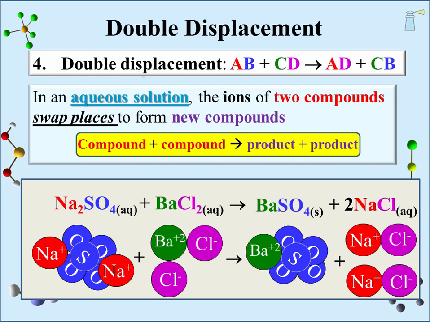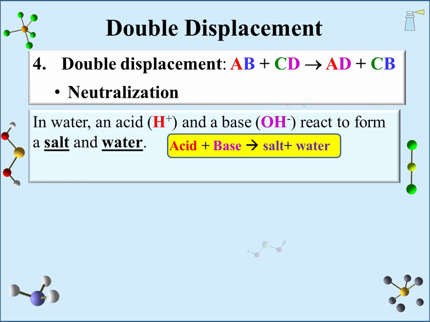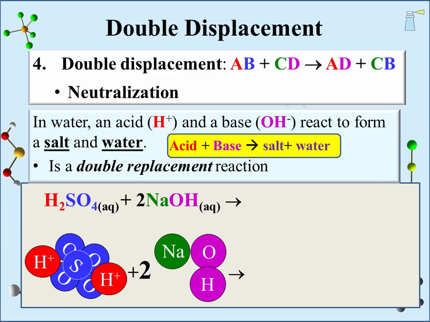There is a subset of double displacement reactions that sometimes get their own category. It is the neutralization reaction. For the most part, it takes place in water. The reactants are an acid, as defined by the donation of a hydrogen ion, and a base, limited to those containing a hydroxide ion, OH-. The products are a salt and water. It is a very special kind of double displacement reaction. Consider the reaction of sulfuric acid and the base, sodium hydroxide.